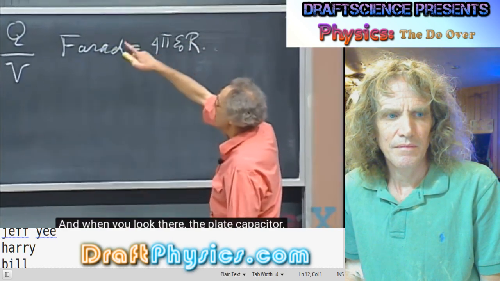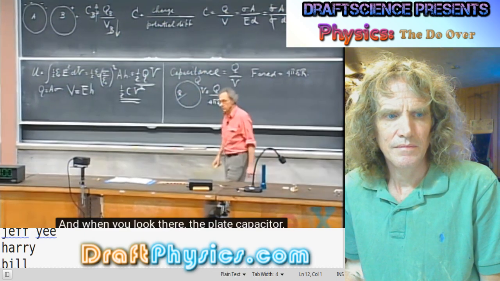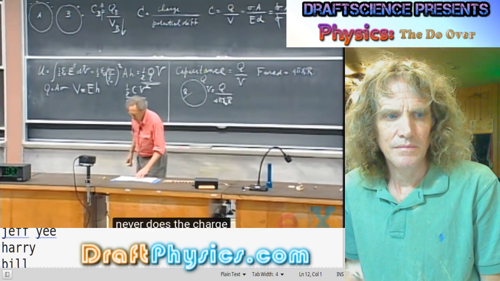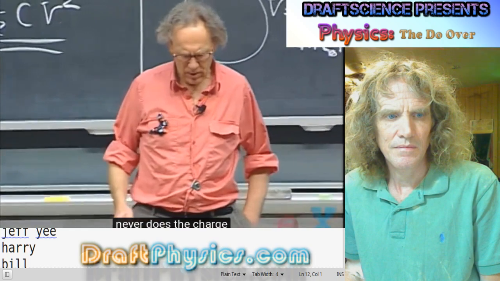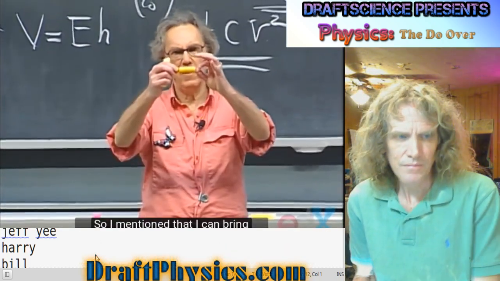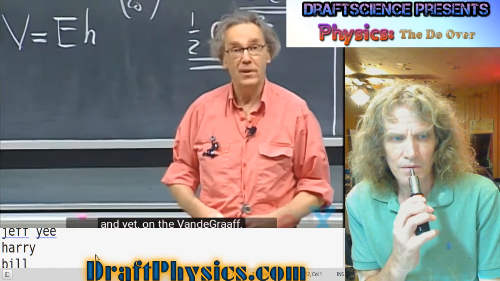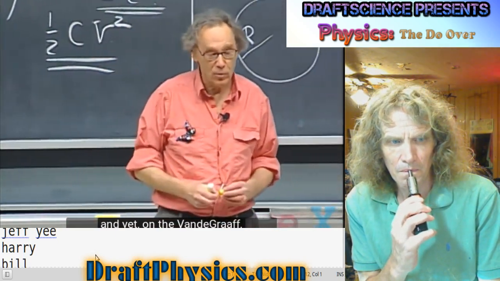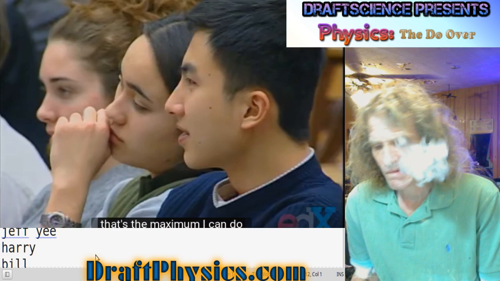And when you look there, the plate capacitor is only a matter of geometry. Never does the charge show up in there. So I mentioned that I can bring 10 microcoulomb on this capacitor, and yet on the Venn diagram I can also only bring 10 microcoulomb. That's the maximum I can do before it goes into breakdown.